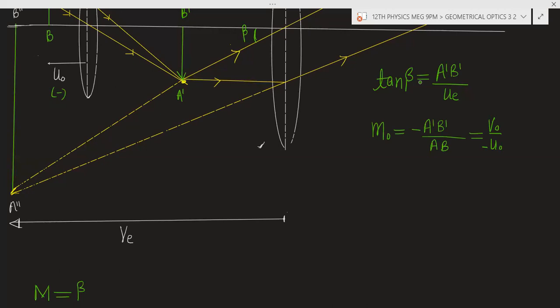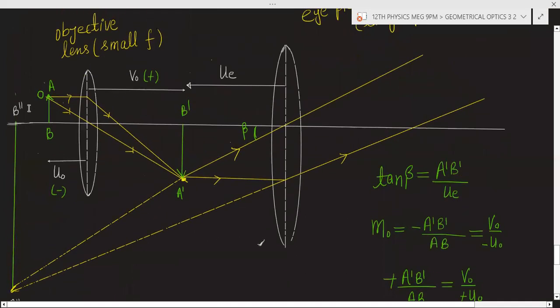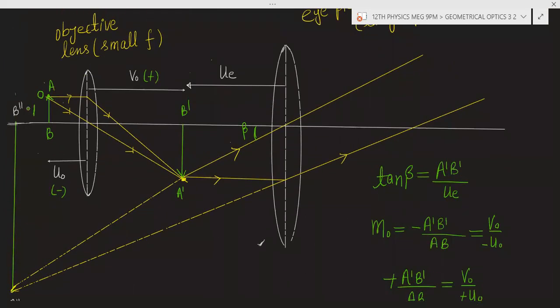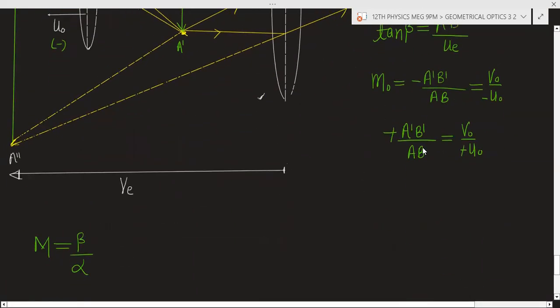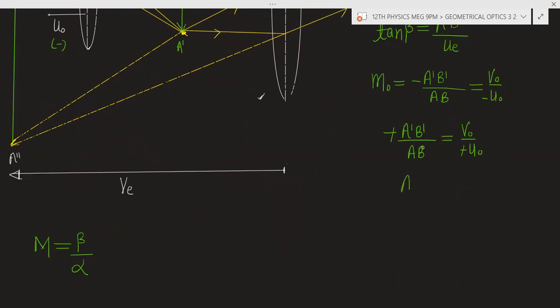So now see how you will get that. Here it will be minus A dash B dash divided by AB is equal to V naught by minus U naught. The minus will cancel out. What is AB? AB is just the height of object. Now from here you can calculate A dash B dash, that is equal to V naught by U naught multiplied by height of object. This will be your A dash B dash.